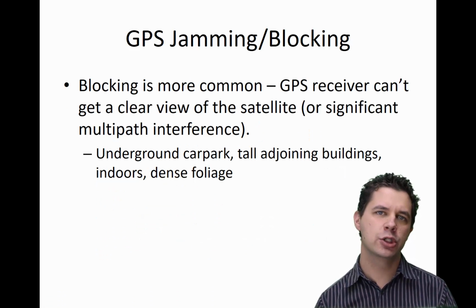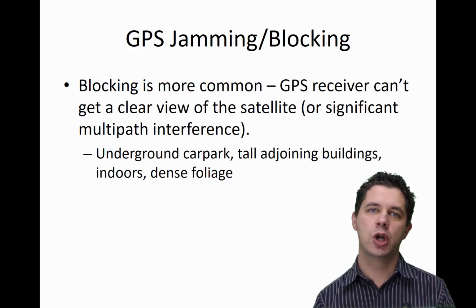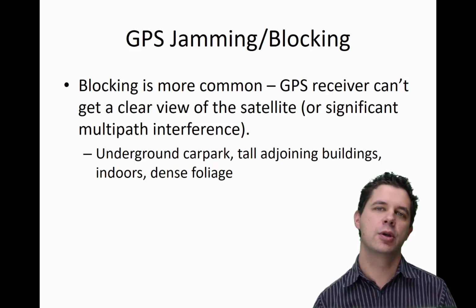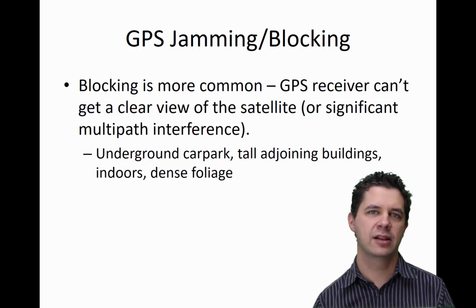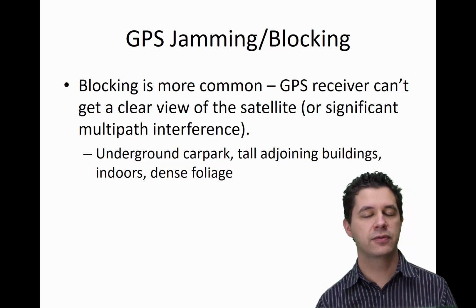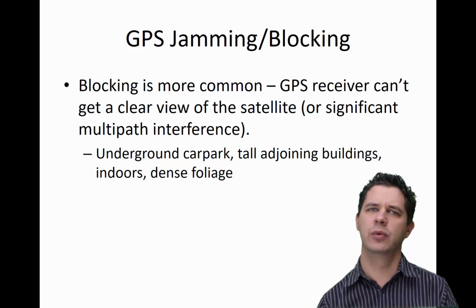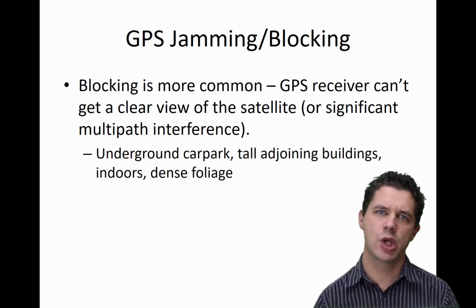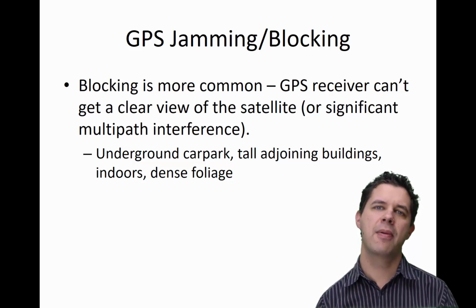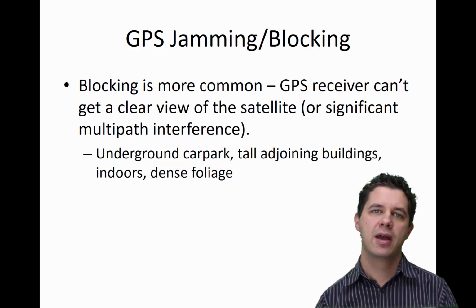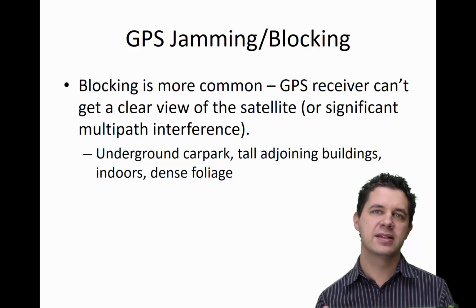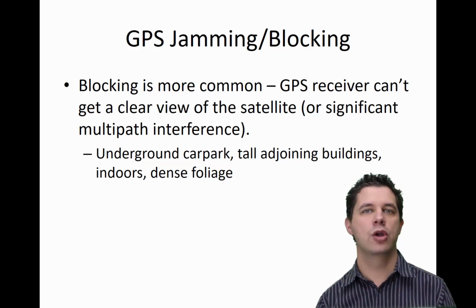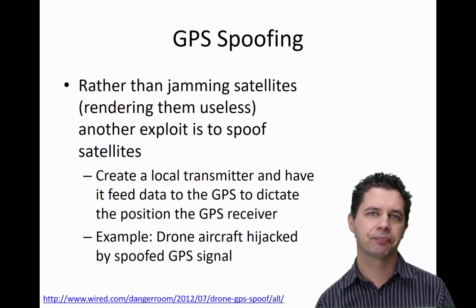Blocking is a more common issue. So in jamming, we're actively trying to jam a signal by transmitting a signal over the top of the GPS signal. Blocking is where a GPS receiver can't get a clear view of the satellites, or there's significant multipath interference occurring. This is something we encounter all the time. Trying to use GPS inside, for example, or in underground car parks or tall adjoining buildings. Through dense foliage, my GPS often drops out going around those windy roads in the Dandenongs. All sorts of environments that GPS satellites are blocked, and we just don't get a good GPS fix in them.